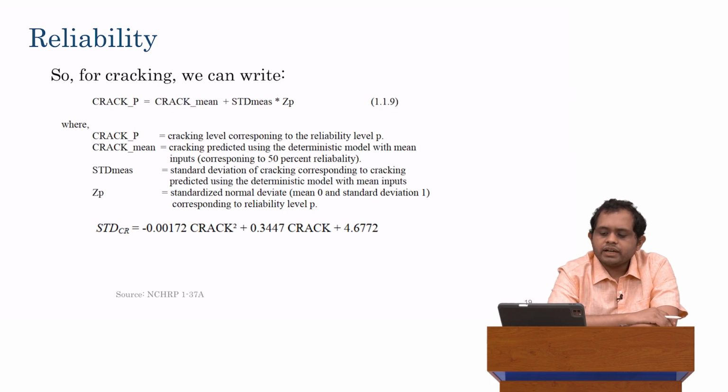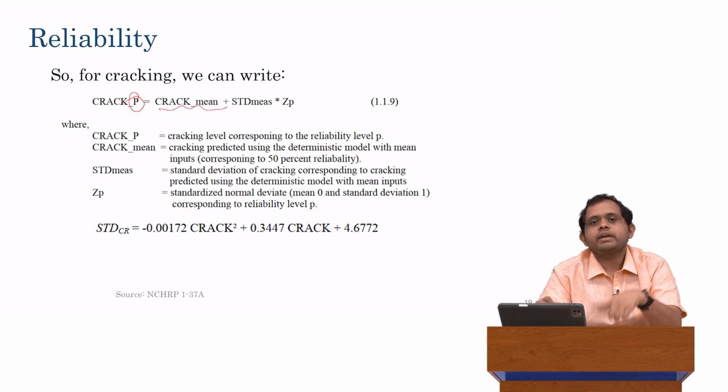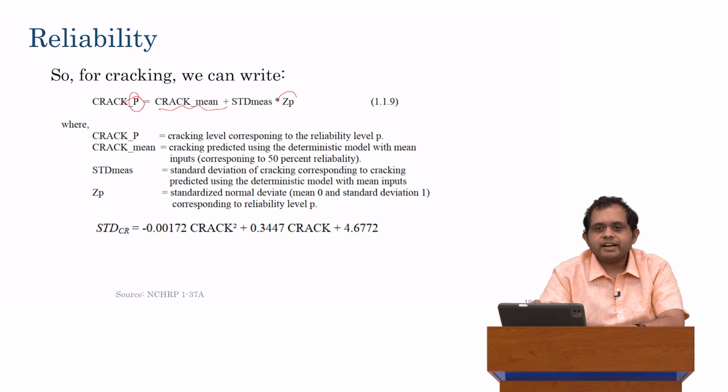The way it works, and these equations I'm getting from the mechanistic empirical design guide, is this. For cracking, we can write cracking at any predicted reliability level P, that's under this crack P, is equal to the mean cracking. The mean cracking is what we get from the transfer functions. Please go back two lectures ago, I showed you the transfer function for this, so I won't repeat it, plus some ZP, the Z score corresponding to that reliability R or P that we can calculate, times the standard deviation of cracking.